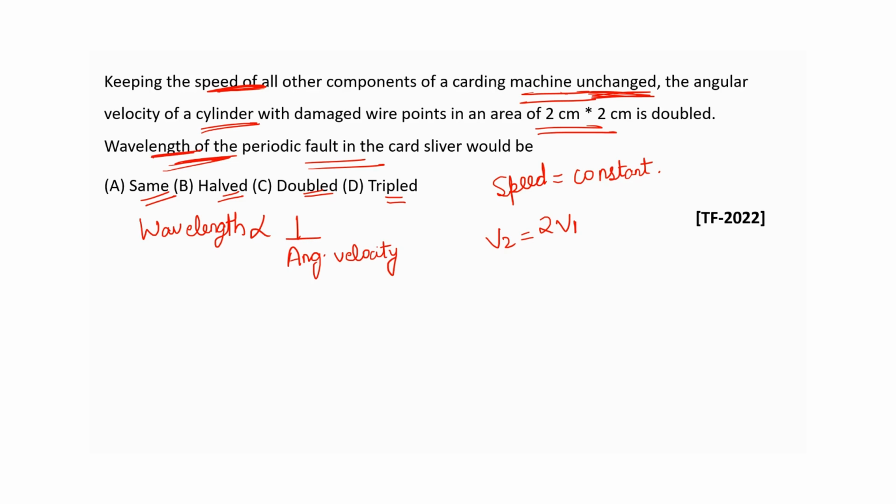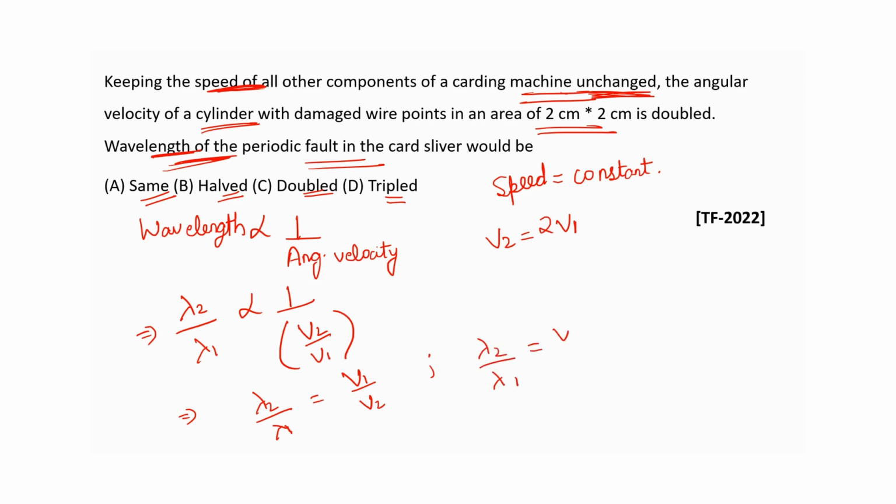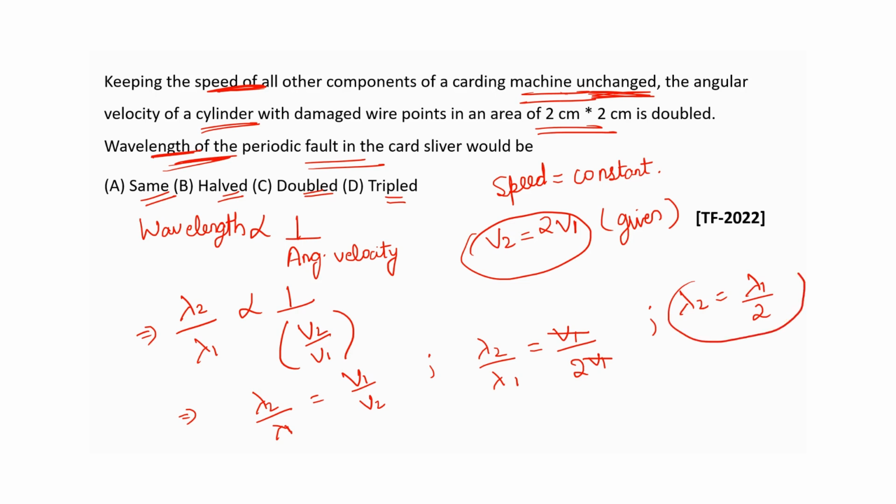So for first wavelength it is denoted by lambda 1, and for second wavelength it is denoted by lambda 2. So lambda 2 upon lambda 1 is inversely proportional to V2 upon V1. I have written this directly, solving this. So lambda 2 upon lambda 1 is equal to V1 upon V2, and V2 is given as 2 times V1. So we can get lambda 2 is equal to lambda 1 upon 2, and this is the answer.